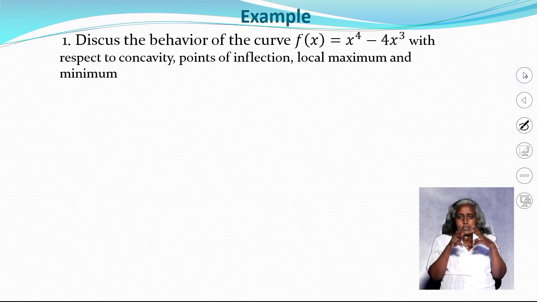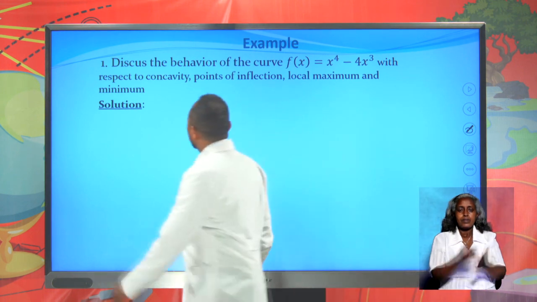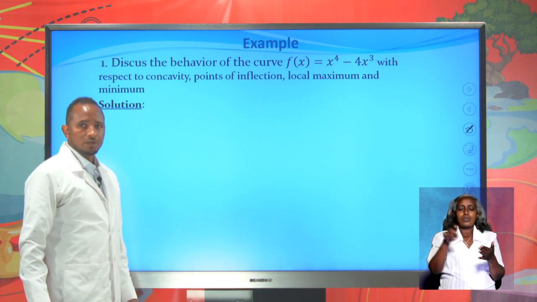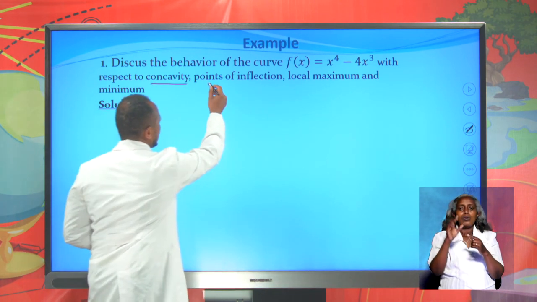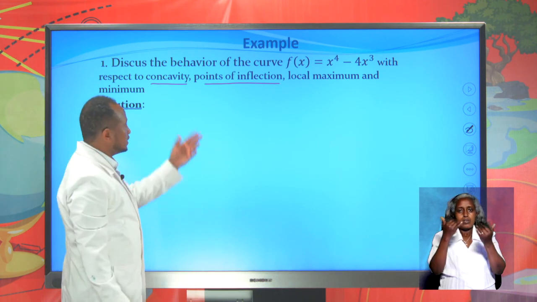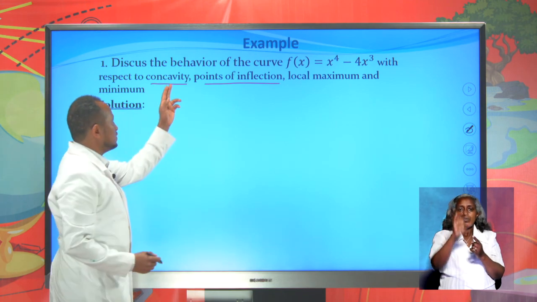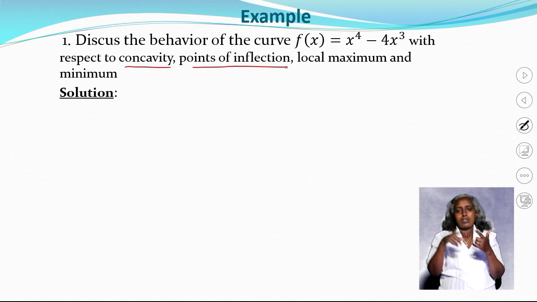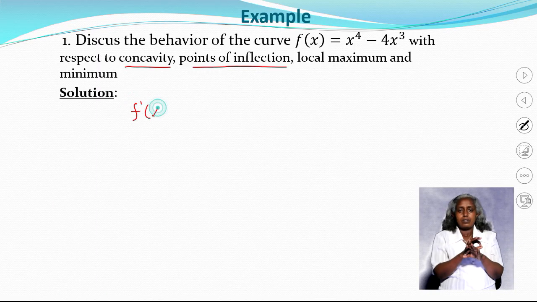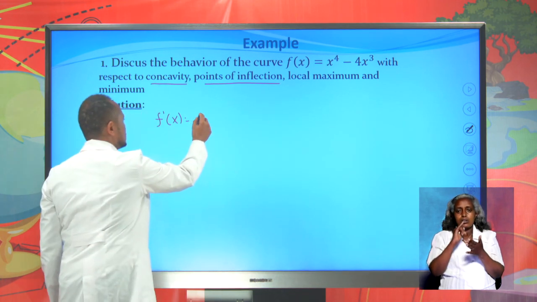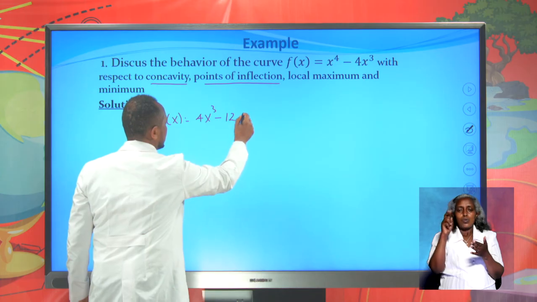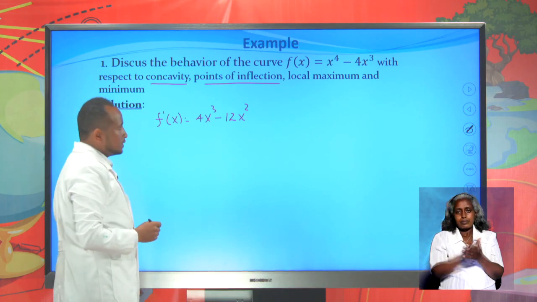Now, let's see an example. Discuss the behavior of the curve f of x equals x to the power of 4 minus 4x cubed with respect to concavity, points of inflection, and local maximum and minimum values. Now, let's do this question together. To find the concavity intervals, we need to find the sign of the second derivative of this function. So, the first derivative of our function will be 4x cubed minus the derivative of this one, 12x squared. This is the first derivative.